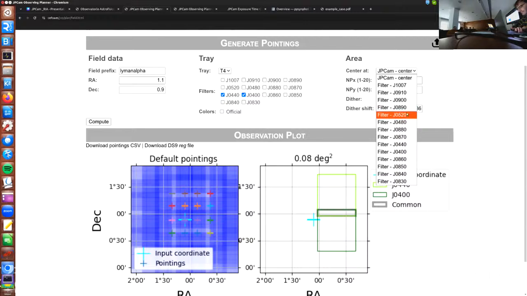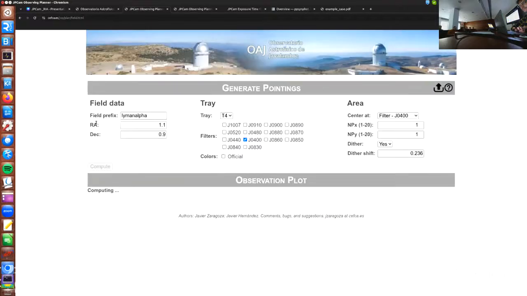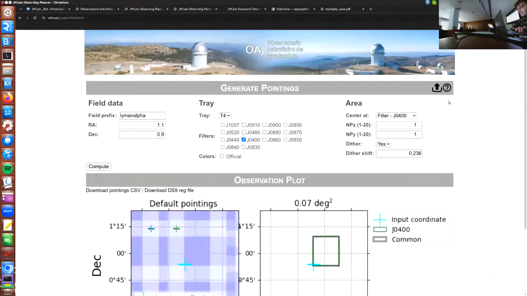Inside you can have the dithering if you want. Exactly. If not, that depends on the reduction. So you need the dithering for the reduction, so you can dither a bit around.